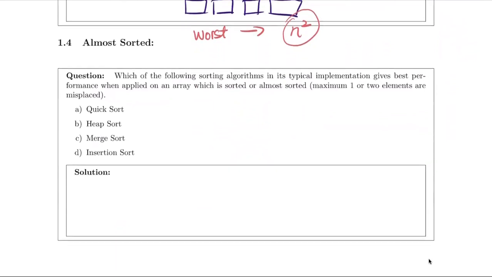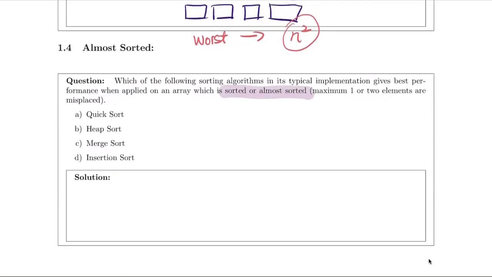Okay, this question, real quick. Which of the following sorting algorithms, in its typical implementation, gives the best performance when applied on an array which is sorted or almost sorted, where a maximum of 1 or 2 elements are misplaced? Real quick, just type in the chat, please.